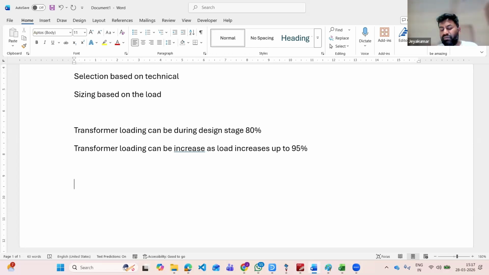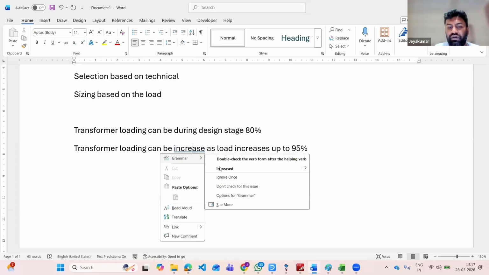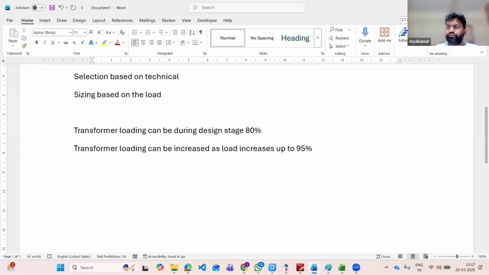Even beyond it can be loaded, but only for a certain percentage, because it cannot withstand that much continuously. You cannot load it continuously. For sometimes it can be overloaded for a few seconds, like that. Okay, so that's always possible, right? So you need to look at this. So that is one thing.